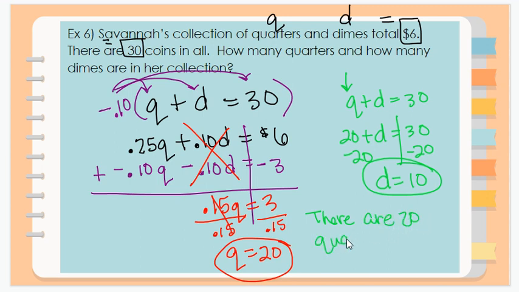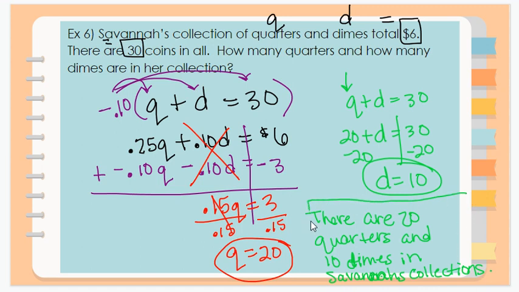20 quarters and 10 dimes in Savannah's collection. All right, and sorry again that it's messy. I'm doing my best on this tablet. There's our answer.